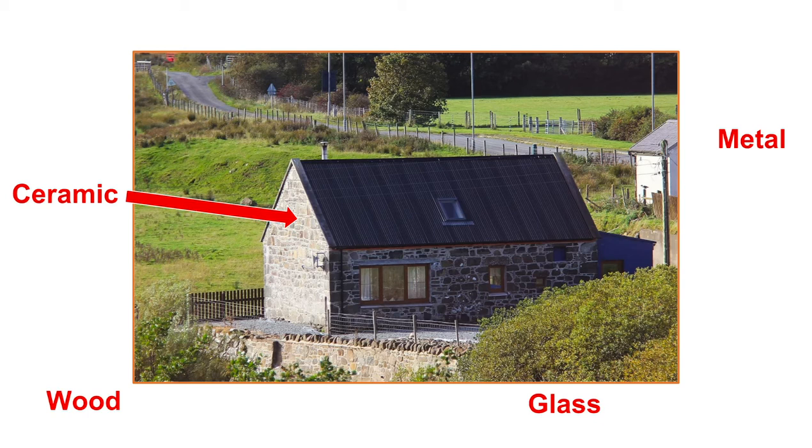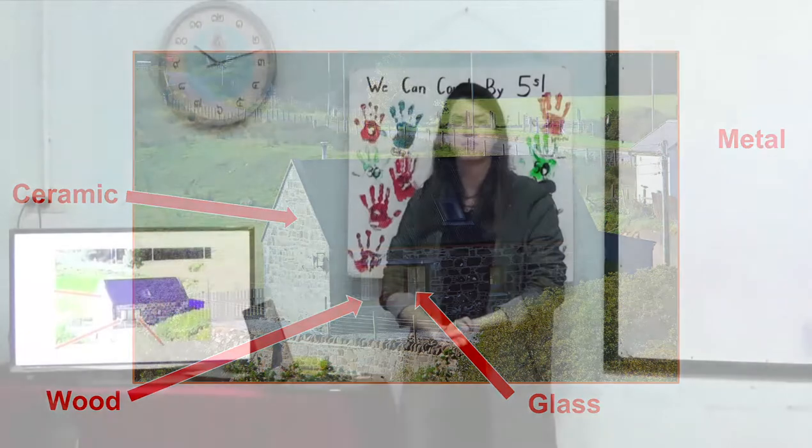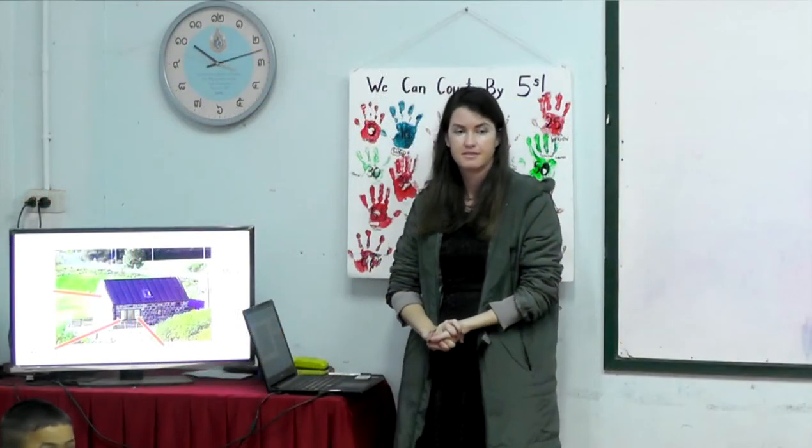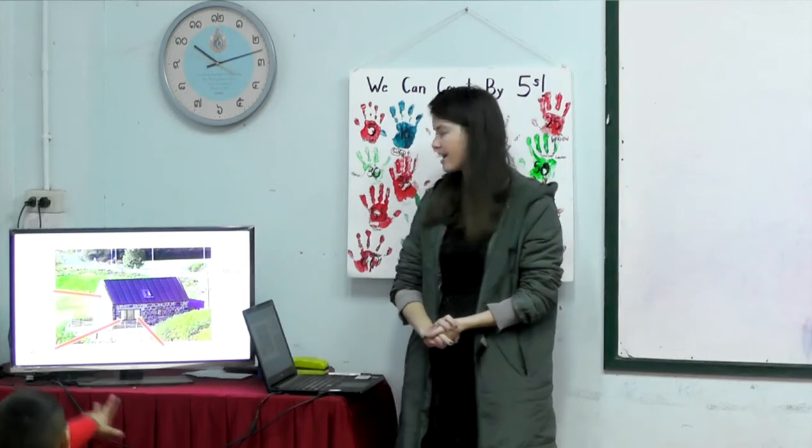Windows. Around the windows. Very nice. And what else is on the windows? Glass. Yeah, so we can see through those windows and look outside. Very nice. And what part of the house is metal? What part of the house is metal?